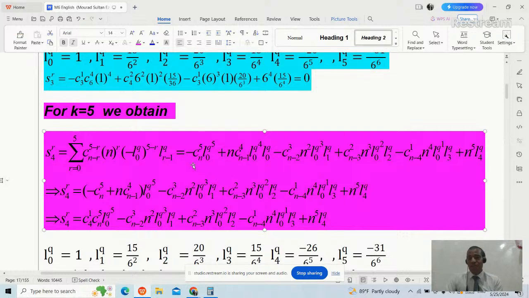We start from the beginning if you want. When R equals 0, it will be combination 5 minus 0, N minus 0. Therefore, it will be written as combination N choose 5, and the negative sign comes, negative L0 for the Q to the power 5 minus 0. This one, the raised power is an odd number. That's why the negative sign, I wrote it in front of the term combination n minus 0 choose 5 minus 0, which means combination n choose 5 and L0 for the q raised to the power 5.